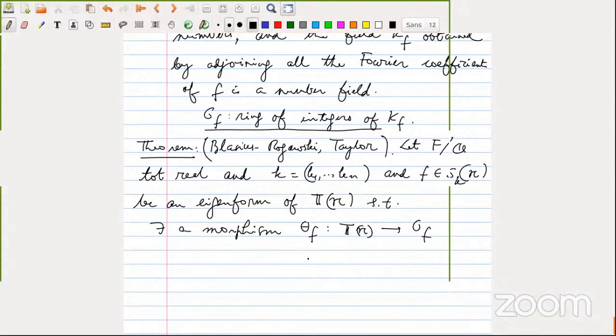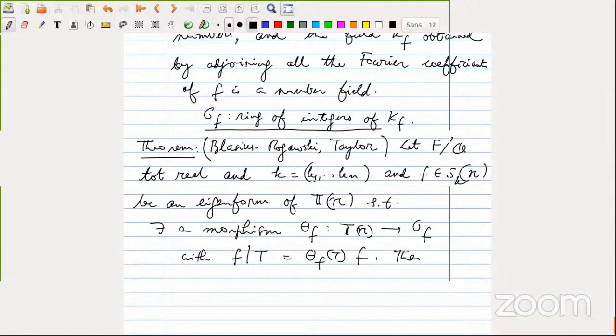Theta_f is the map which takes T_p to the p-th Fourier coefficient. So f evaluated at t is equal to theta_f of t times f. When I apply it to T_p, or T_l for any prime l not dividing n, I get the Fourier coefficient of f, exactly the same as in the case of elliptic modular forms.